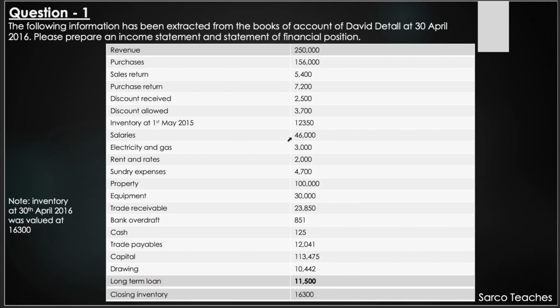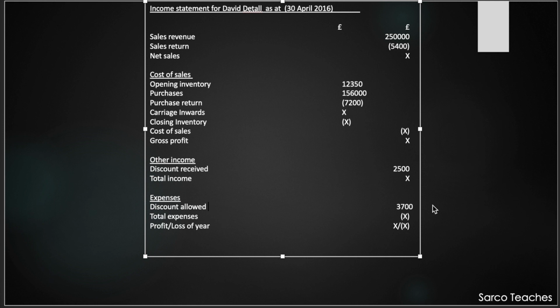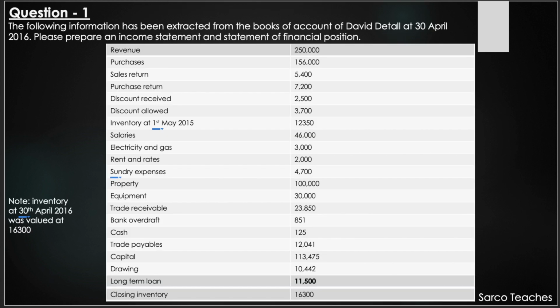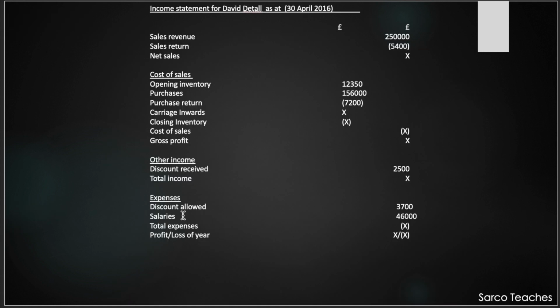Next, salaries. Salaries is an expense. We have 46,000. So we go back to our expenses and underneath expenses we write salaries. The next few are electricity, rent and rates, sundry expenses. Those are all expenses, so I won't be talking through those.